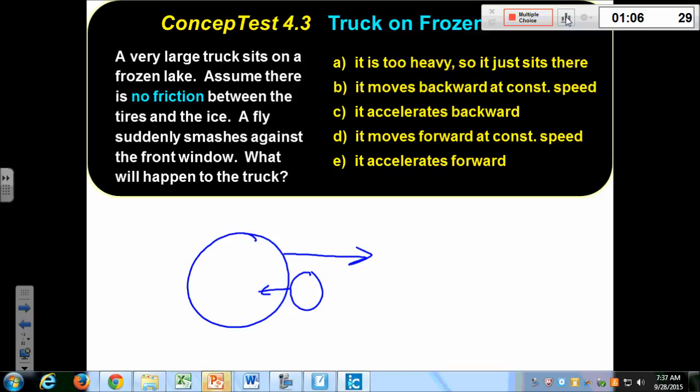So here I want to know what happens to the truck when the fly smashes against the front window of the truck on this frictionless lake. I'm going to stop at 120.